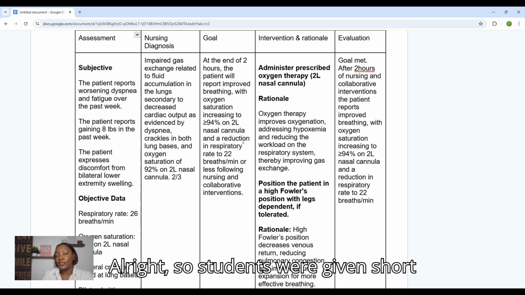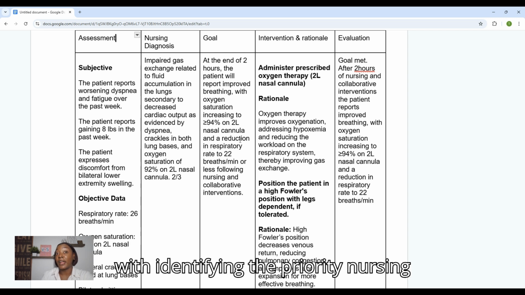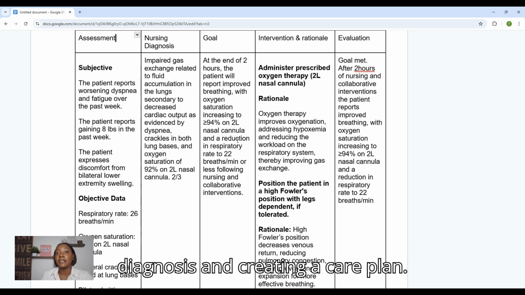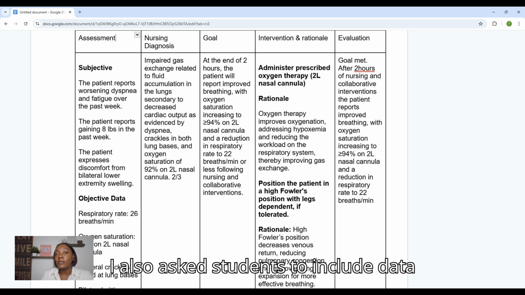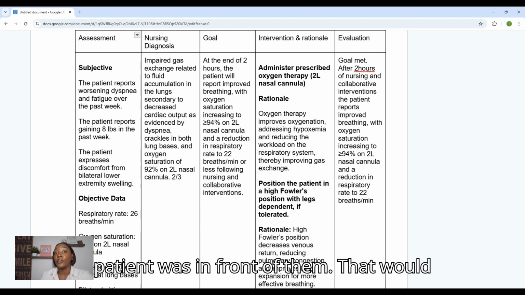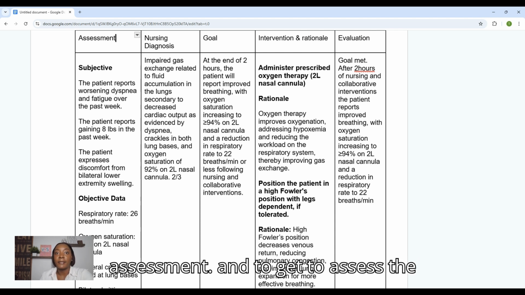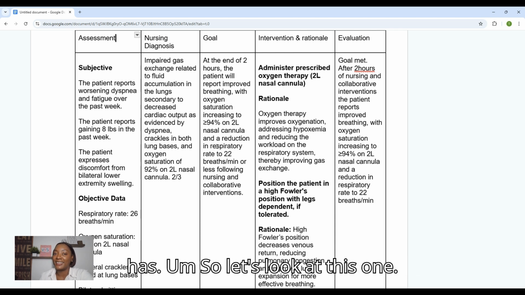All right, so students were given short scenarios and were tasked with identifying the priority nursing diagnoses and creating a care plan. I also asked students to include data they would assess for if the patient was in front of them. That would have given me a good idea of how the student is thinking in terms of assessment and to assess the assessment knowledge that the student has. So let's look at this one.